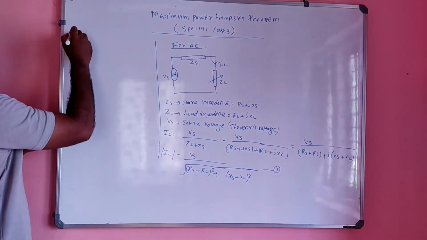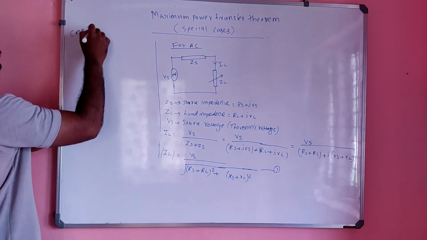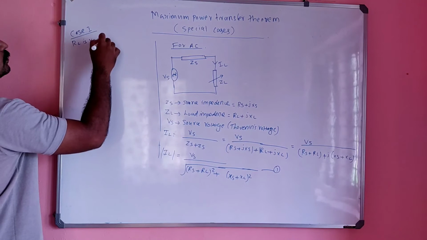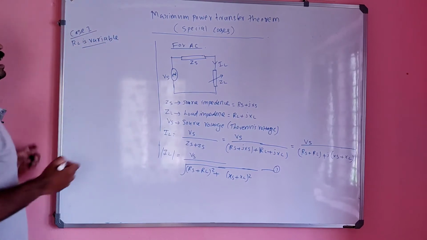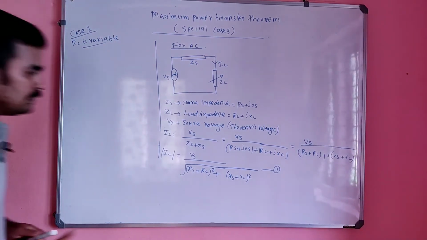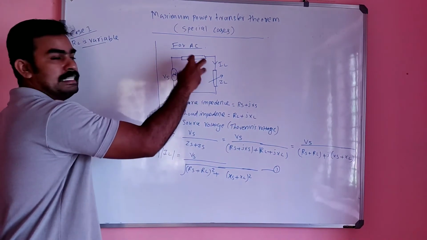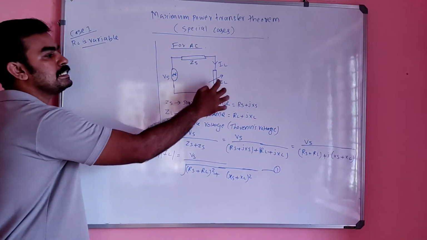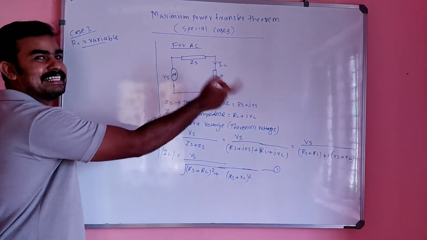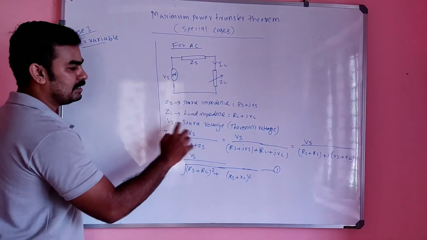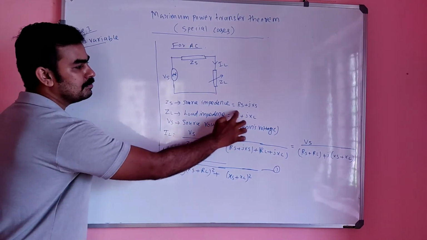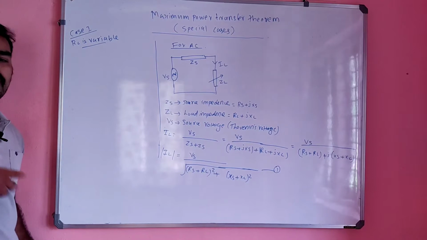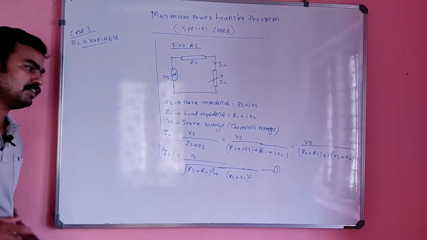Case 1. RL is variable. That means, suppose this is the circuit in which we are varying RL only. RL is the resistive component in ZL. Suppose you vary RL only, then what will be the effect on maximum power transfer? That we have to check.